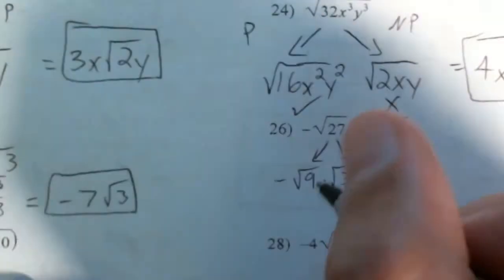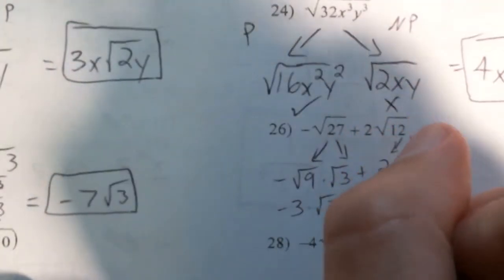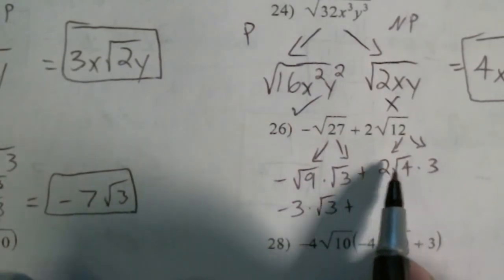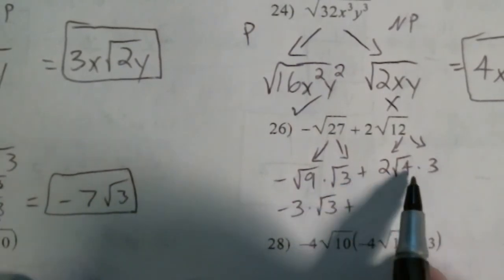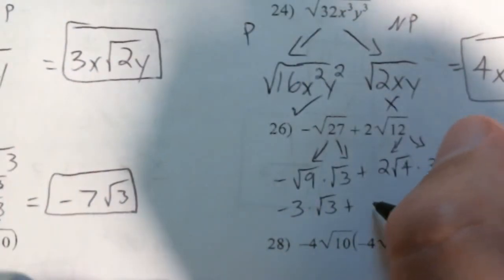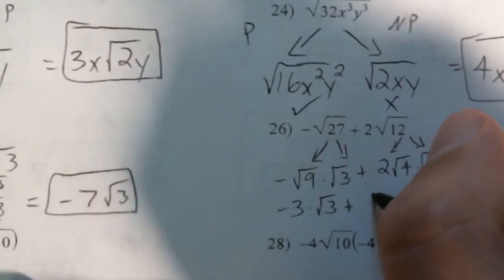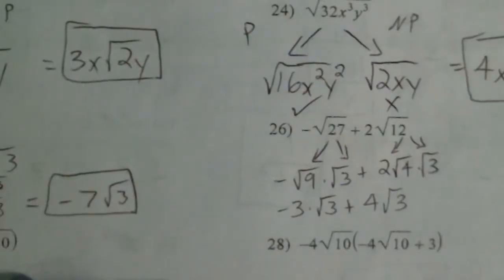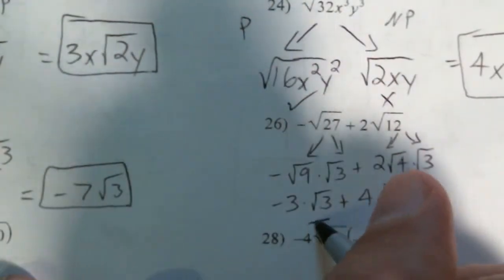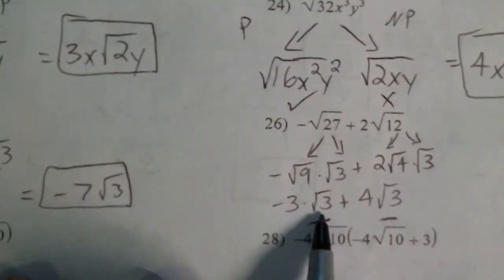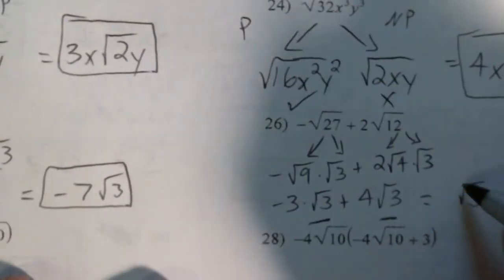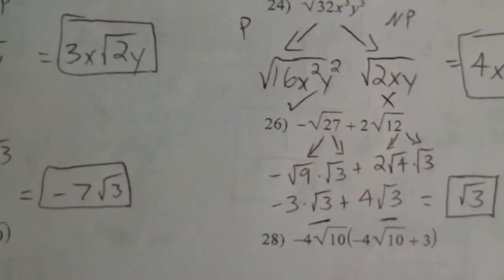Square root of 9 is 3, so I have -3 times the square root of 3 plus square root of 4 is 2. And 2 times 2, we've got to multiply these two guys together. 2 times this 2 that's already out front is 4. Plus 4 times the square root of 3. Okay. So now I have -3, I have apples and apples. I have -3 apples plus 4 apples. How many apples do I have? I have 1 apple. Or I just have 1 single square root of 3.